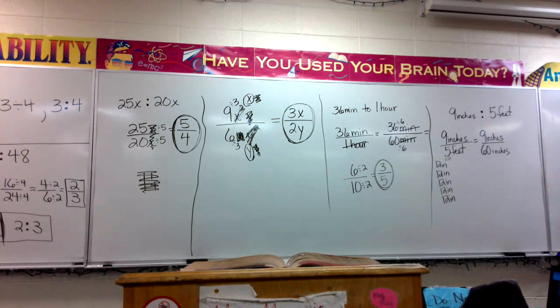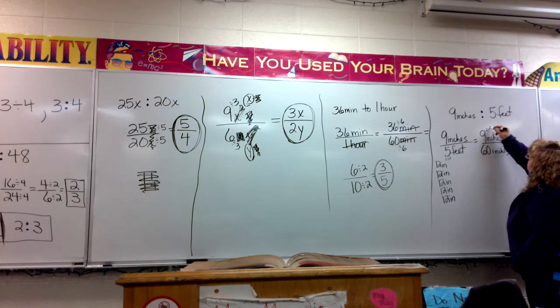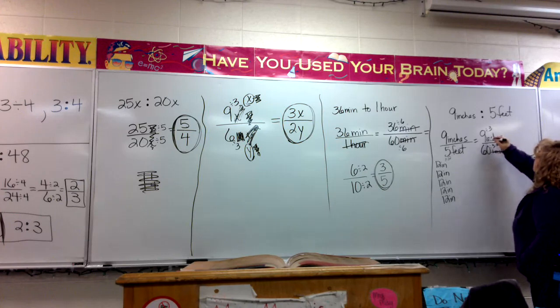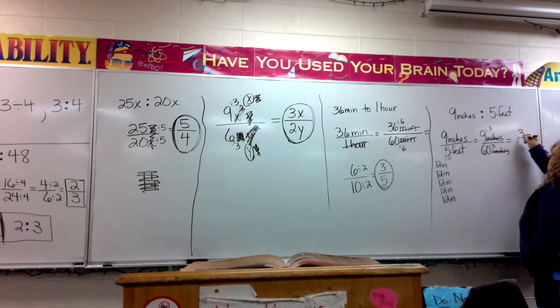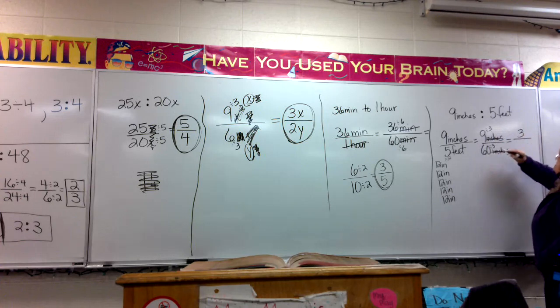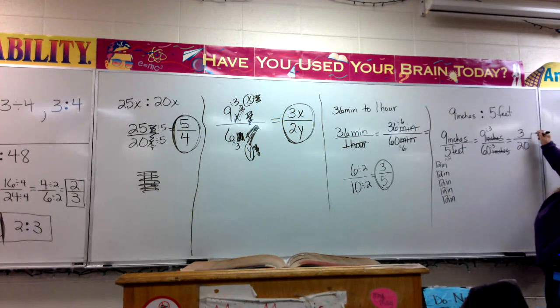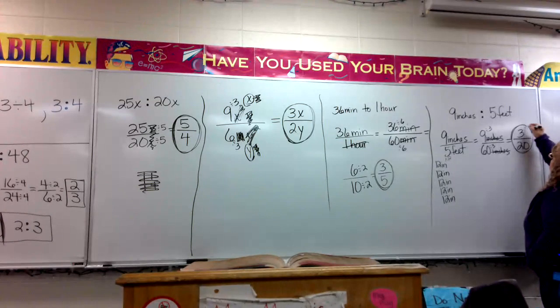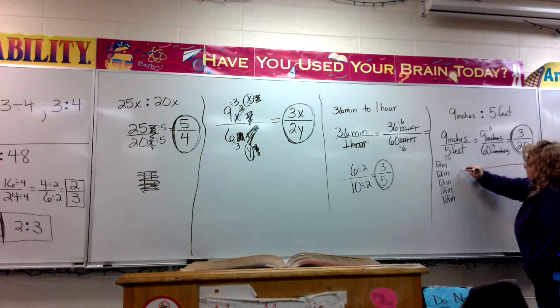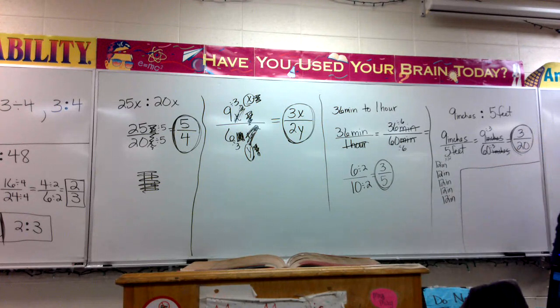Now we just need to reduce the 9 over 60. Can you reduce by 3? Divide by 3. Oh yeah, and the inches will cancel. So 9 divided by 3 is 3. 60 divided by 3 is 20, and I don't think that'll reduce anymore. I just get 3 over 20. Does that make sense?